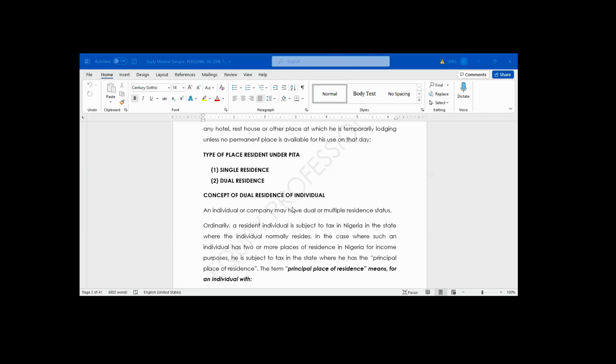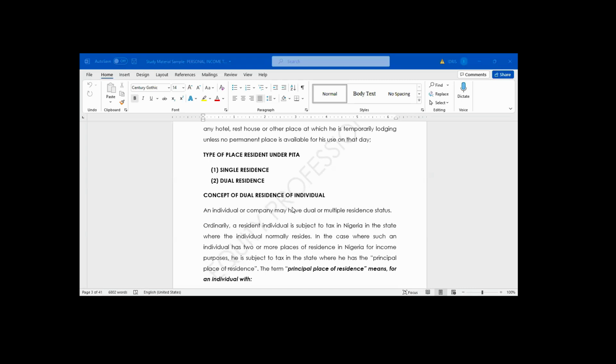Now, the question is, who are you going to remit your personal income tax to? Because you must remit your personal income tax to one State Tax Authority, which is the State Board of Internal Revenue Service. When you are a dual resident, you have more than one place of residence that you are using for your domestic use. You have more than one family. One of your families is in Ogun State, another one is in Lagos State. And you normally visit the place often.